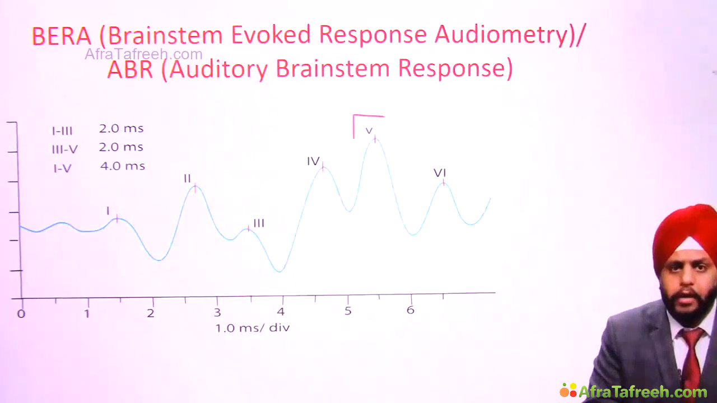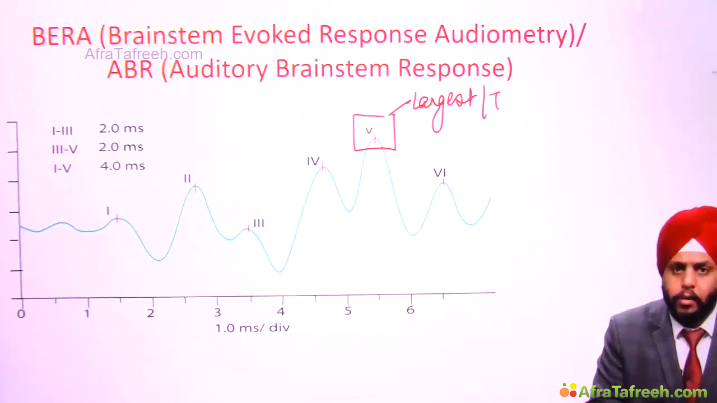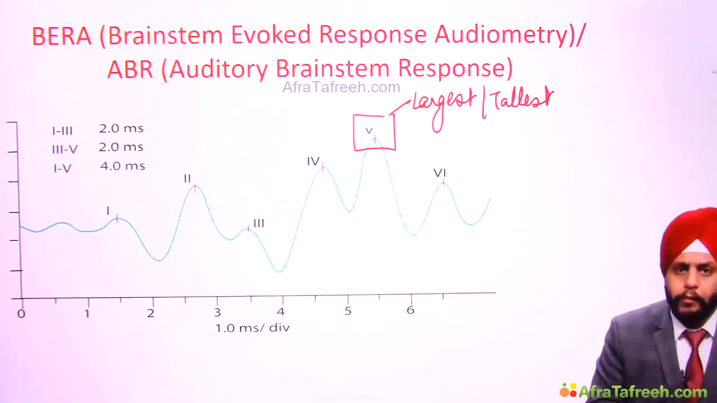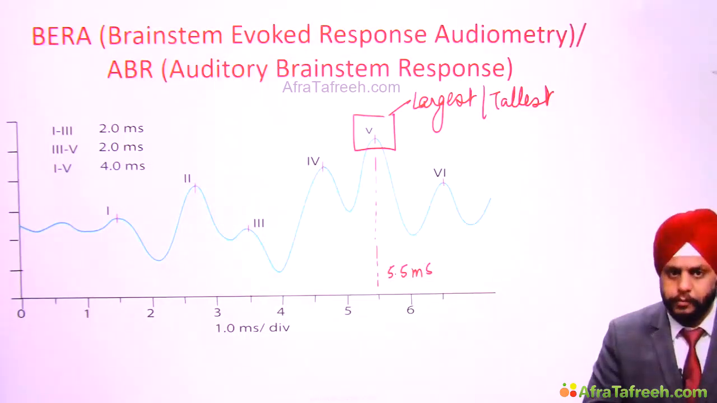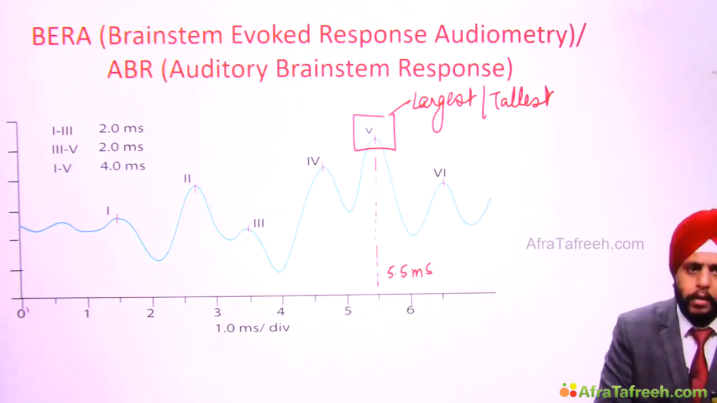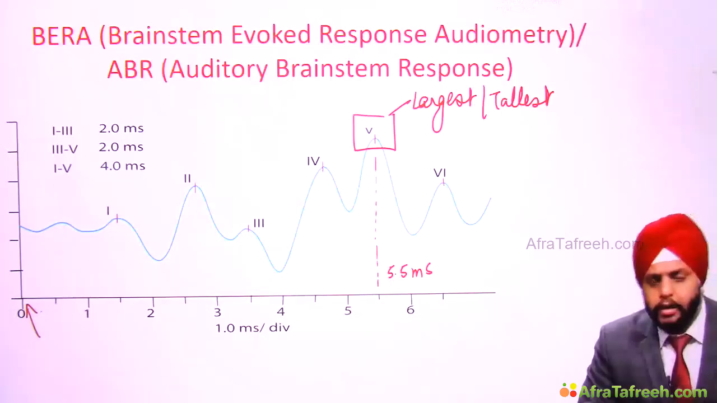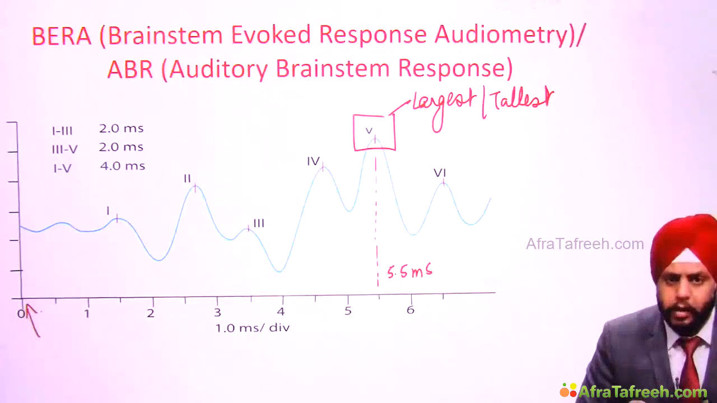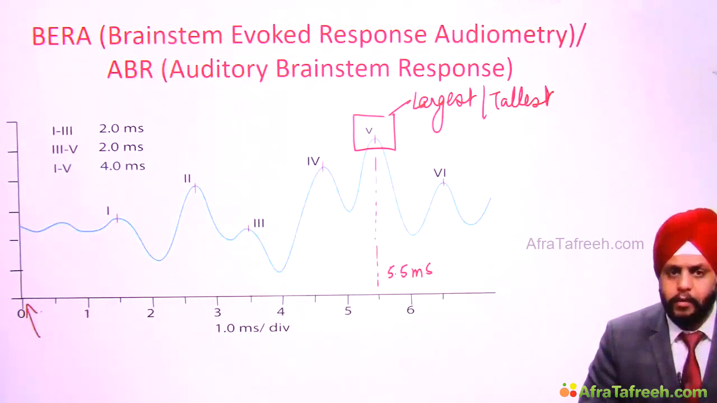So wave 5 is the largest wave, or you can say the tallest wave. Now this wave 5, you can see over here, it is produced at 5.5 milliseconds after the stimulus. You see 0 over here is the stimulus when you have given a sound stimulus, and then different waves are being produced. So 5 is produced at 5.5 milliseconds after the stimulus. It is a stable wave.